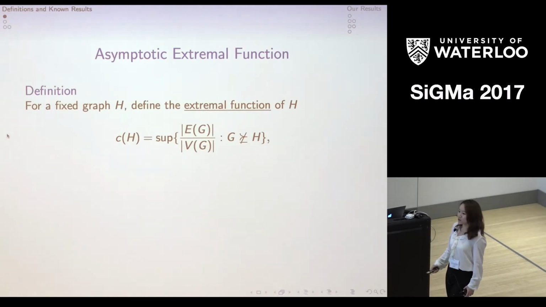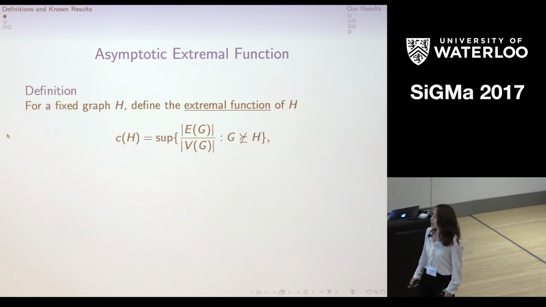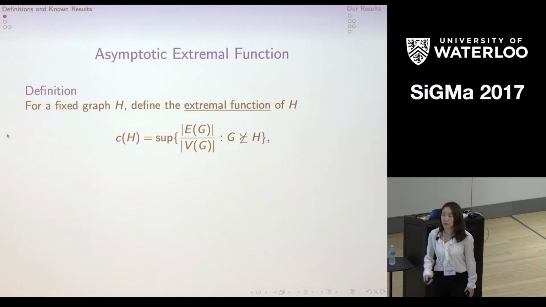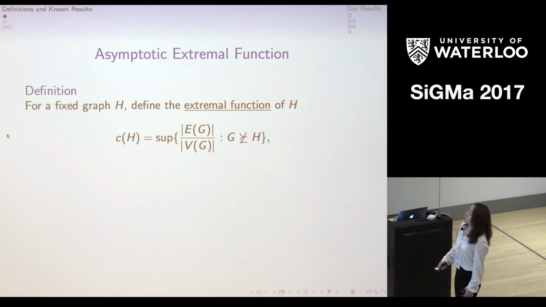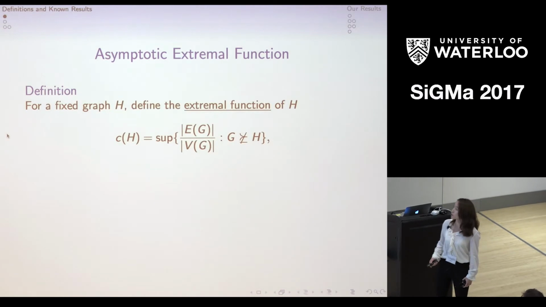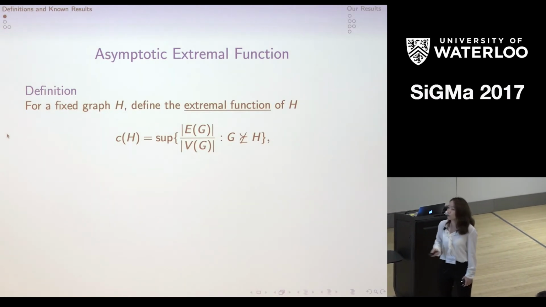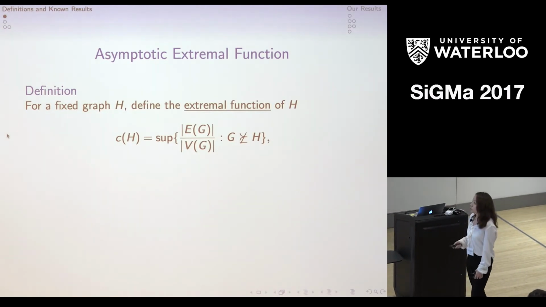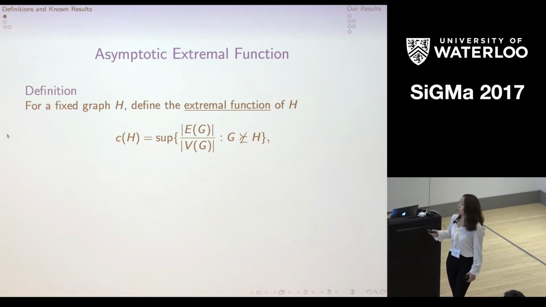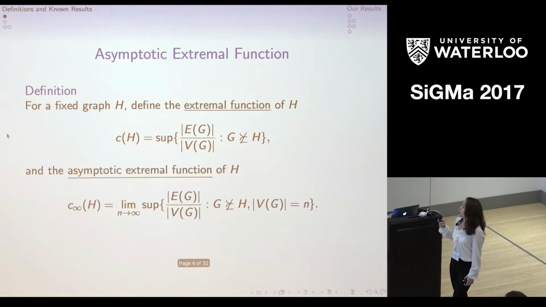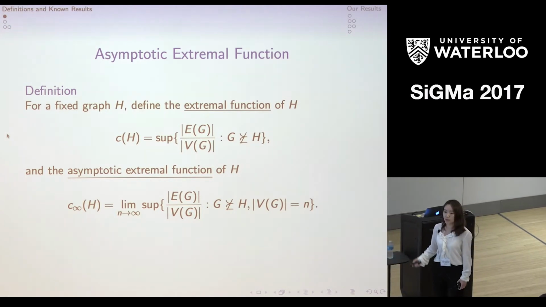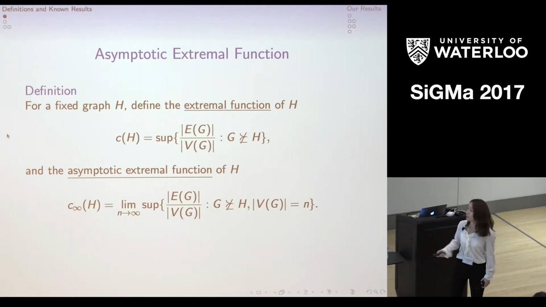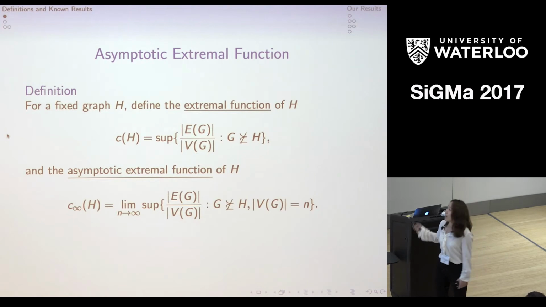So a well-studied extremal problem in graph minor theory is to find the extremal densities of graphs not containing H as a minor. So for a fixed graph H, let us define the extremal function of H to be the supremum over all ratios of edge number to vertex number for all graphs G not containing H as a minor. And we also define the asymptotic extremal function in a similar way, but for graphs whose vertex number goes to infinity.